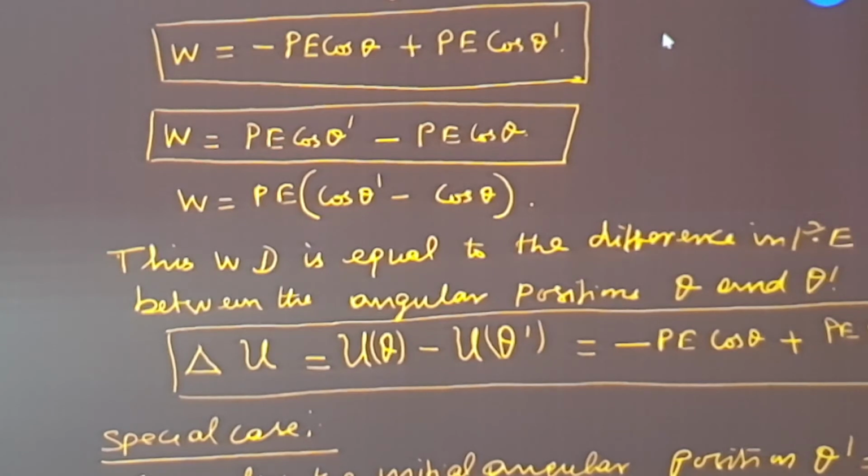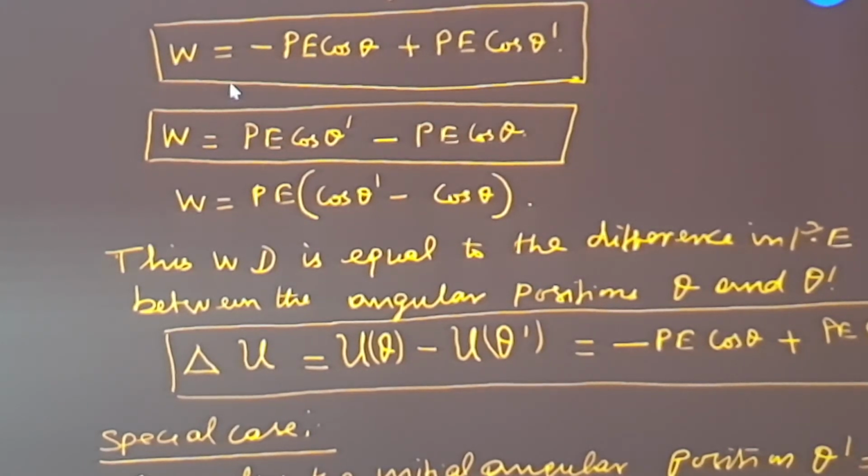Now, by rearranging, I can write the total work done W equal to minus PE cos θ, and minus of minus becomes plus PE cos θ'. On rearranging, the work done W is equal to PE cos θ' minus PE cos θ, or taking PE common, we can write PE into cos θ' minus cos θ.